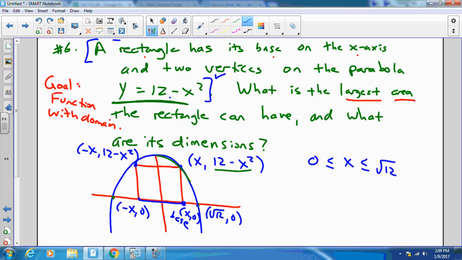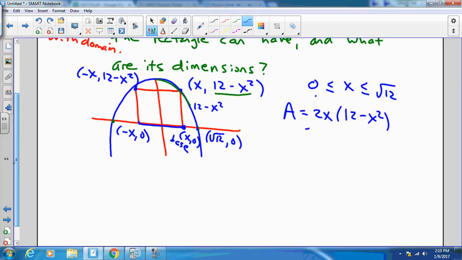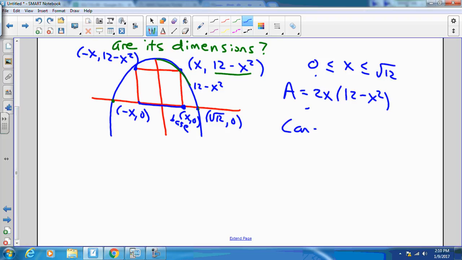Now, what about the second sentence? What is the largest area? Well, this is a simple shape. It's a rectangle. What's the area of any rectangle? Base times height. The only tricky thing is the base of this rectangle is 2x. Why? This coordinate is x, that coordinate is negative x, x minus negative x is 2x. So the area is the base 2x times the height of the rectangle, which is the y-coordinate. That is 12 minus x squared. And now I have a function with a domain.